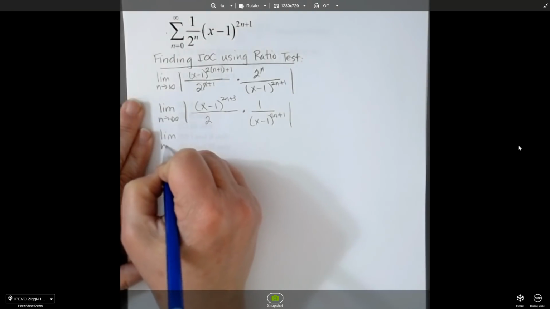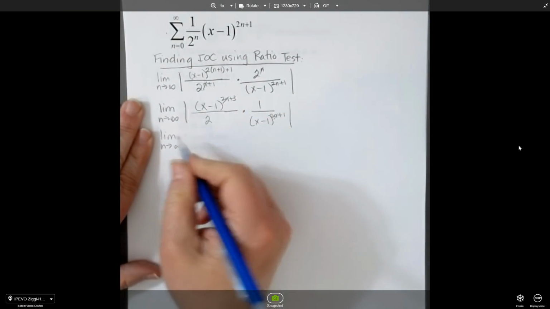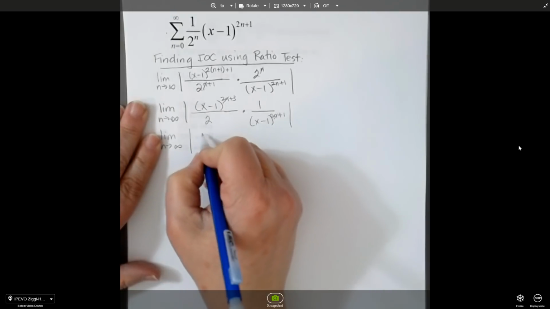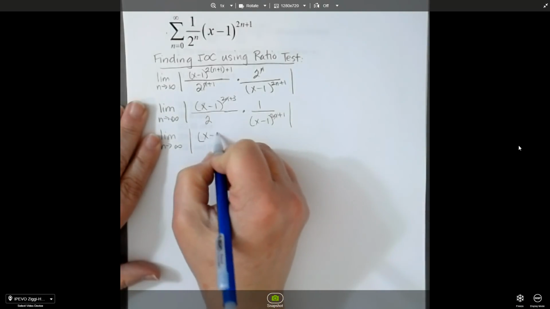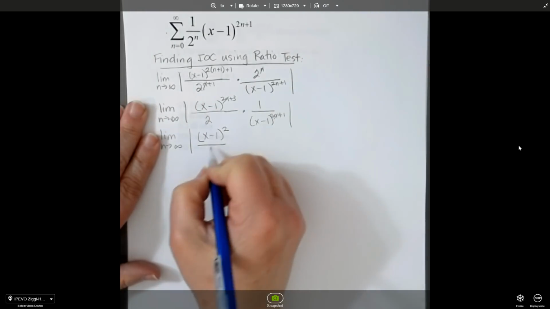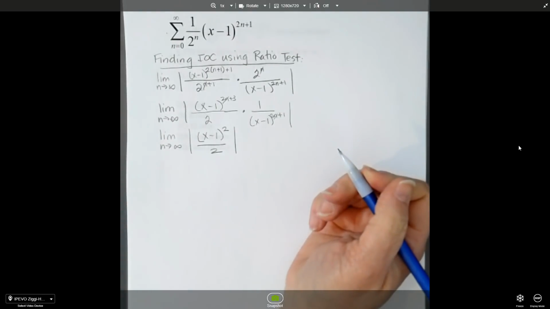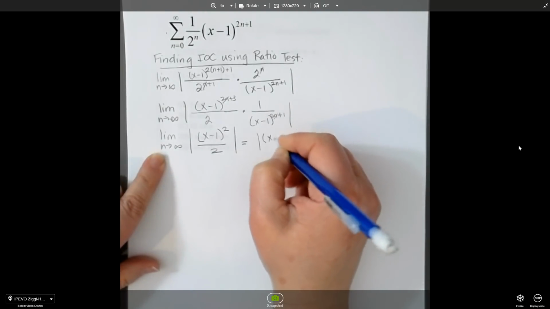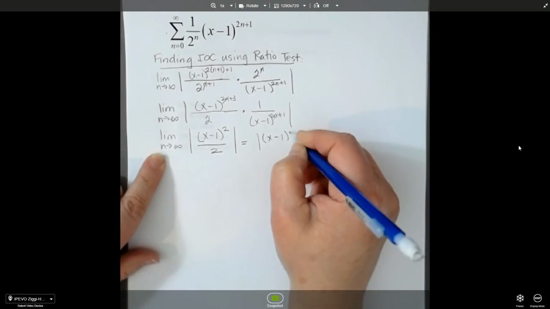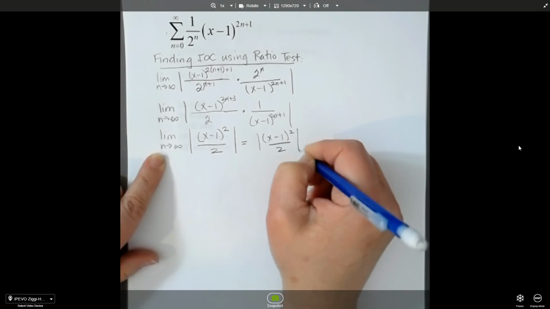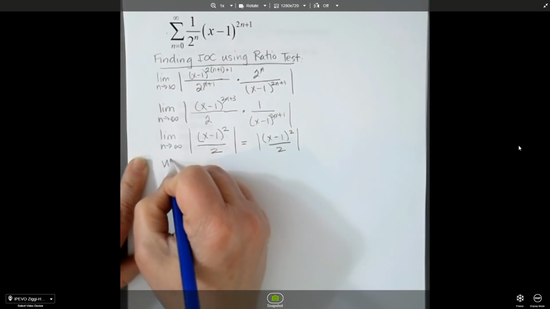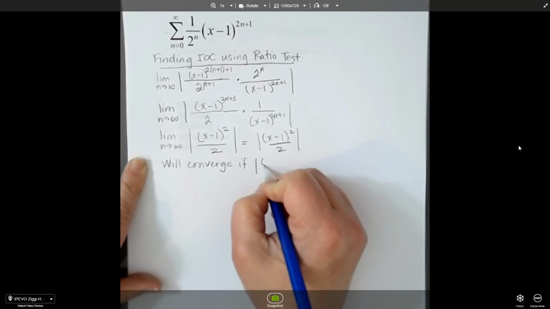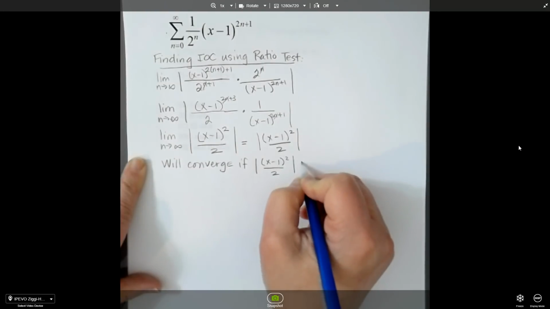With the limit as n goes to infinity of, the x minus 1 powers cancel, and I'm left with the absolute value of x minus 1 to the second over 2, because all the n's cancel out. So what is this limit if I'm taking n to infinity? Well, the limit is just going to be the x expression. So x minus 1 quantity squared over 2, absolute value of that. And this will converge if the absolute value of x minus 1 quantity squared over 2 is less than 1.